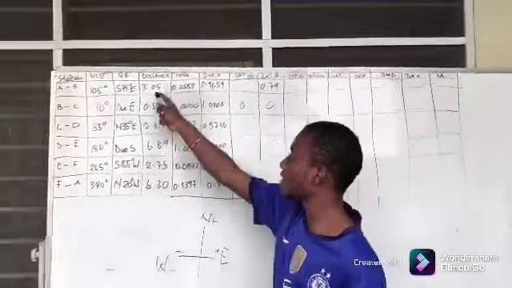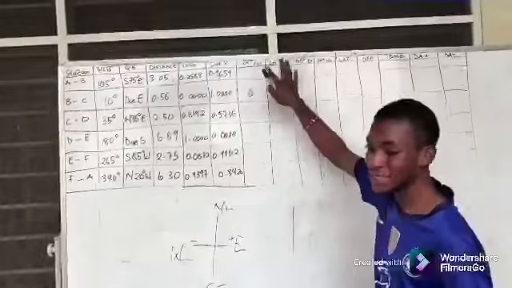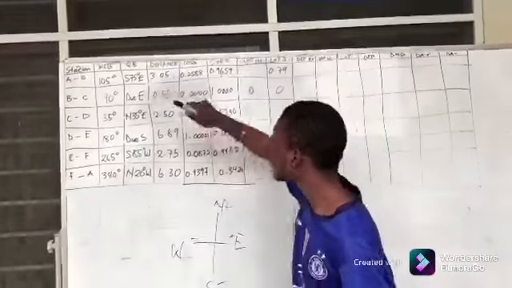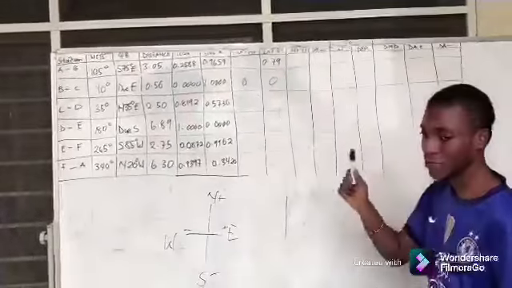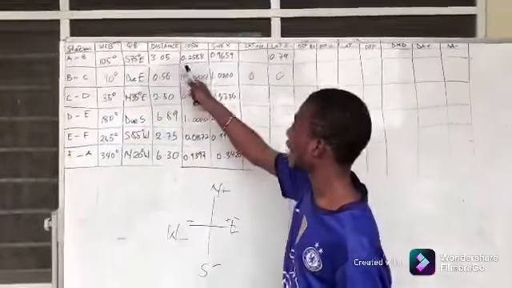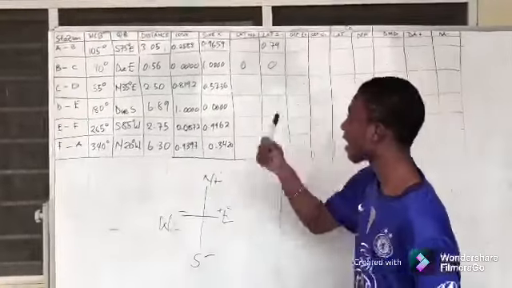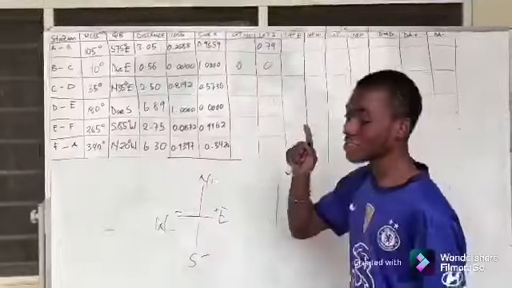So how to find the latitude section? You take the distance times the cos. That will be for what? The latitude section. And the distance times the sine will be for what? The departure section. So 3.05 times 0.2588 will give us what? 0.79.